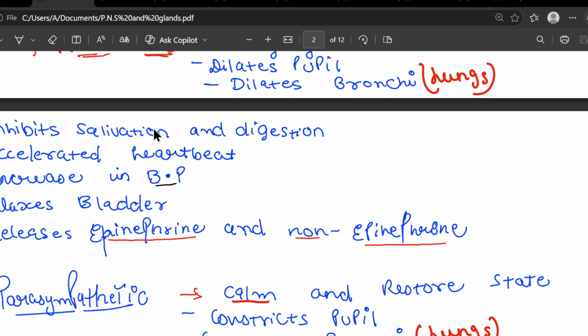You inhibit salivation and digestion. Inhibit means something you don't feel. So at that moment when the tiger is looking at you, why would you feel hungry? The tiger would feel hungry. Why would you feel hungry? Right? So your hunger, your digestion, everything will stop.